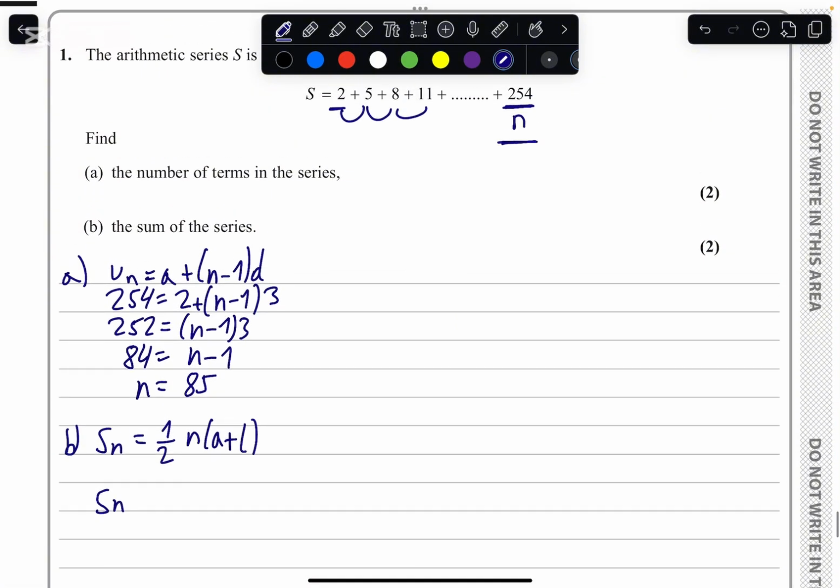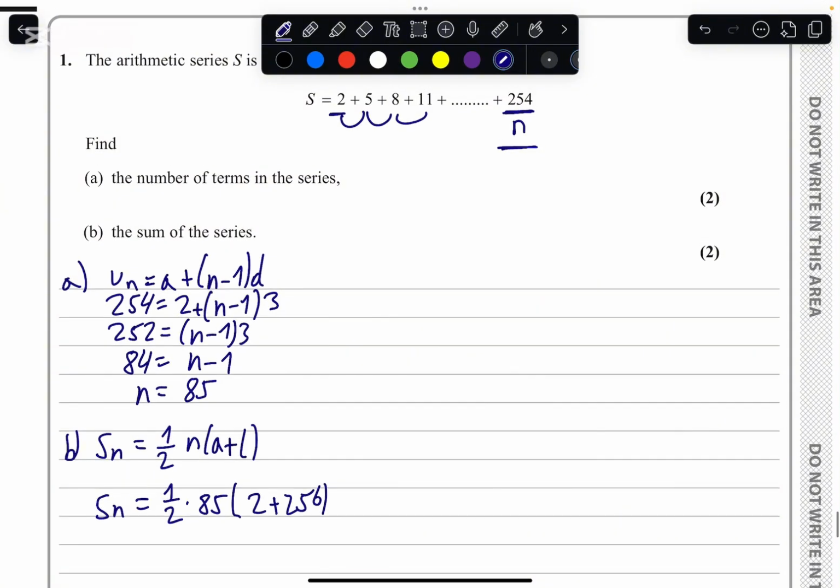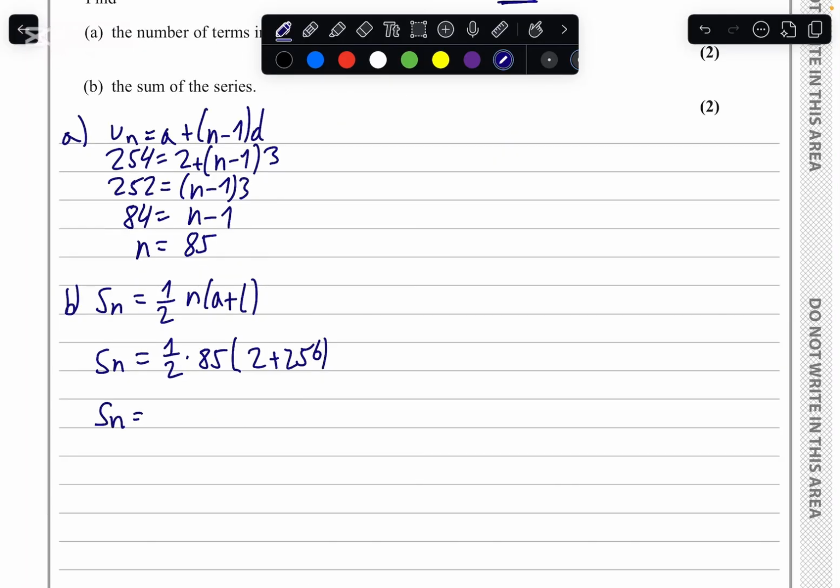So if we go ahead and just substitute the numbers, we get half times n. We found the number of terms to be 85 previously. And a plus l is 2 plus 256. And solving this, we get 10,880.